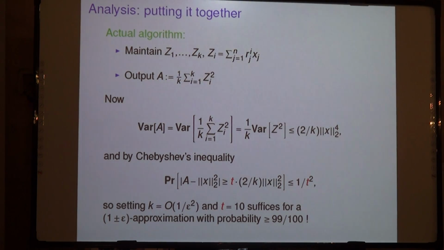Okay. Good. So basically now let's just set t to be 10. So the failure probability is at most 1 over 100. And now we still get to choose k, the number of repetitions, to have a useful bound. So if we choose k to be on the order of 1 over epsilon squared, then we will get that the probability that our answer deviates from the L2 norm by more than an epsilon factor is at most 1 over t squared.